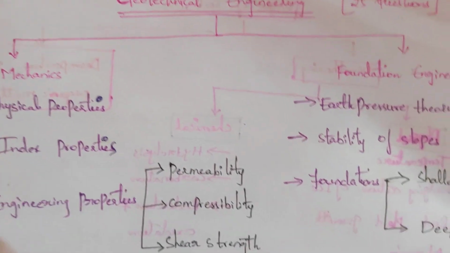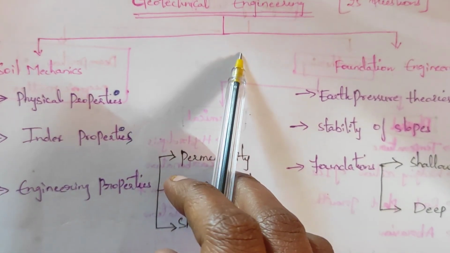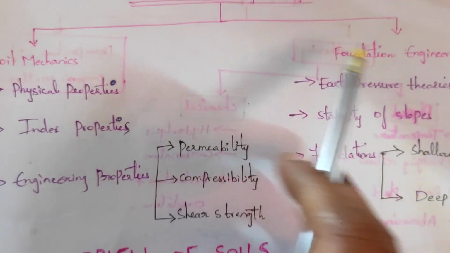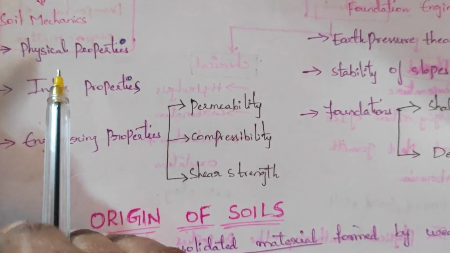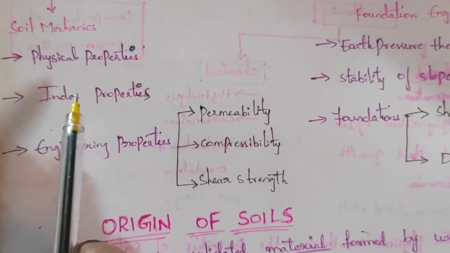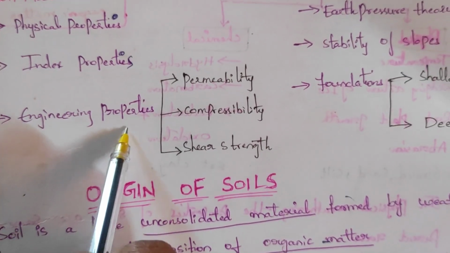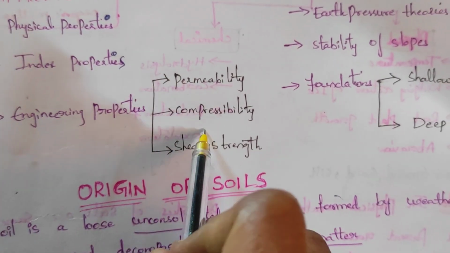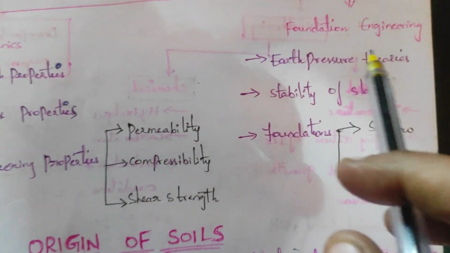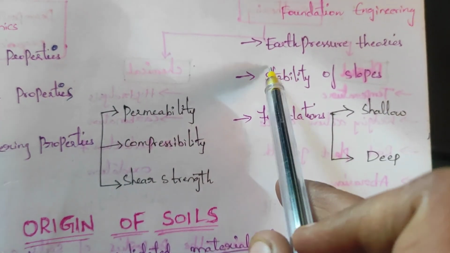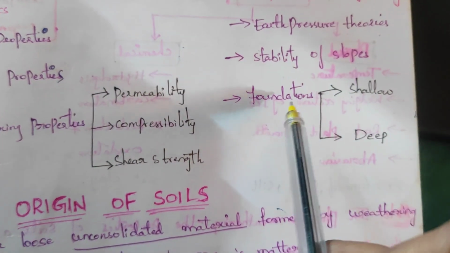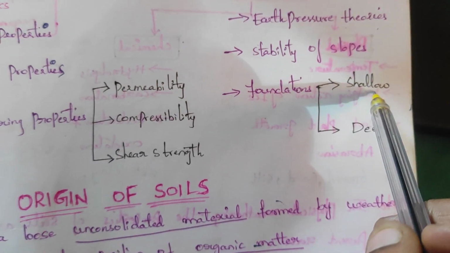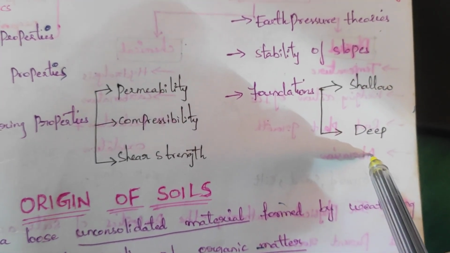Geotechnical engineering is of two types, that is soil mechanics and foundation engineering. In soil mechanics, we will be learning about physical properties of the soil, index properties, engineering properties, that is permeability, compressibility and shear strength. And in foundation engineering, we are going to study about the earth pressure theories, stability of slopes, foundations, that is shallow foundation and deep foundation.